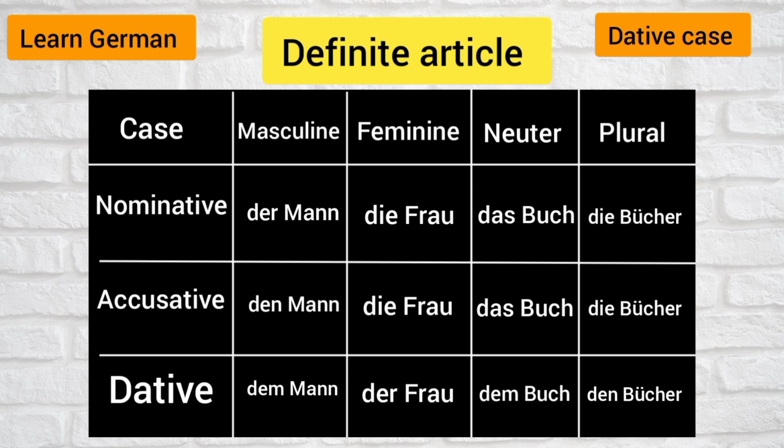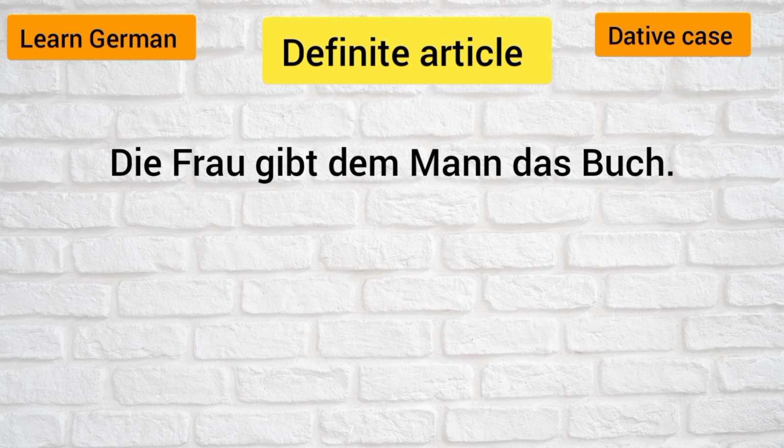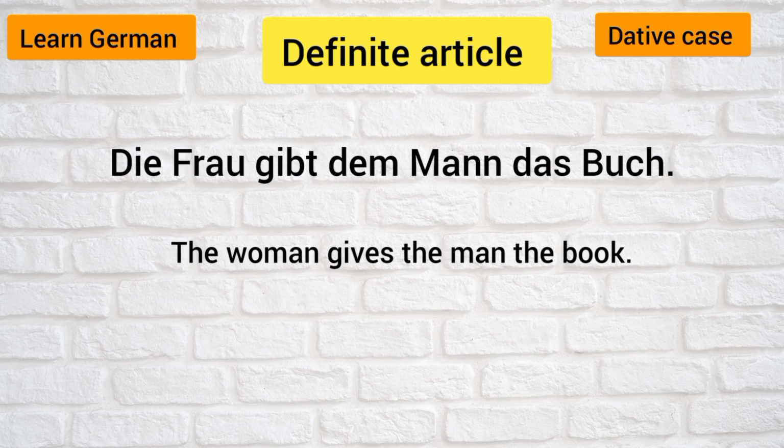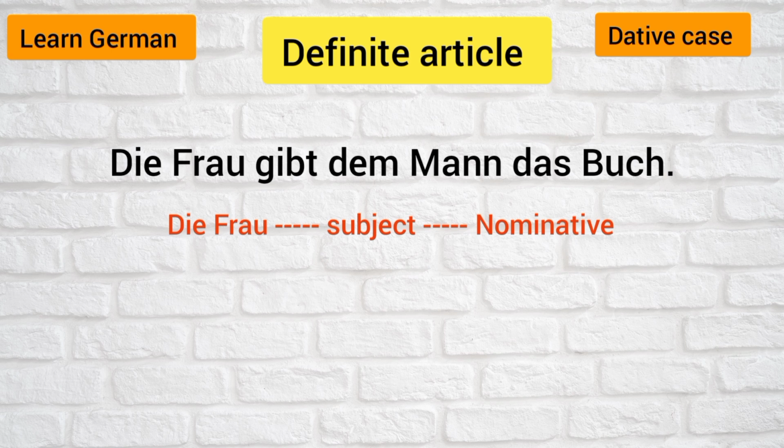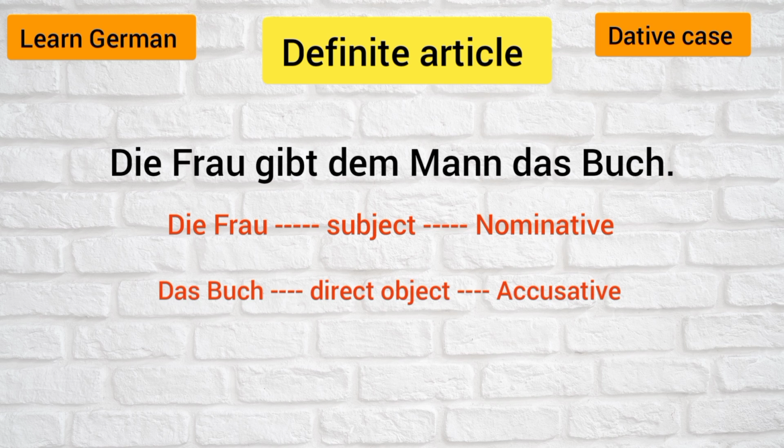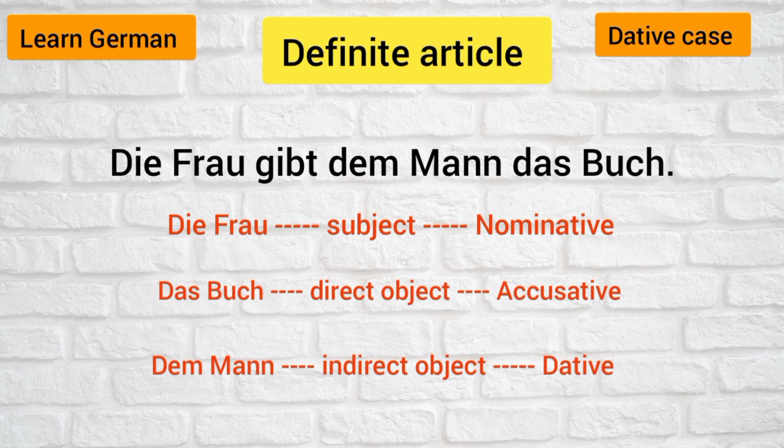Okay, for clear understanding, let's see an example. Die Frau gibt dem Mann das Buch. The woman gives the man the book. In this sentence, die Frau is a subject, so it is in nominative case. Das Buch is a direct object, so it is in accusative case. Dem Mann is an indirect object, so it is in dative case.